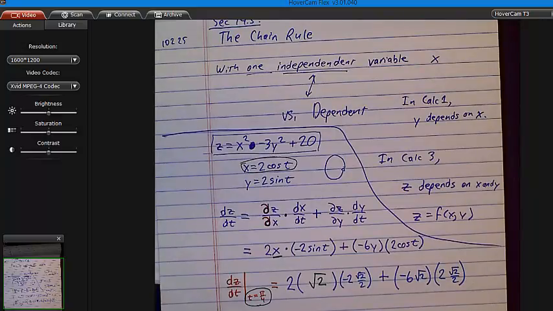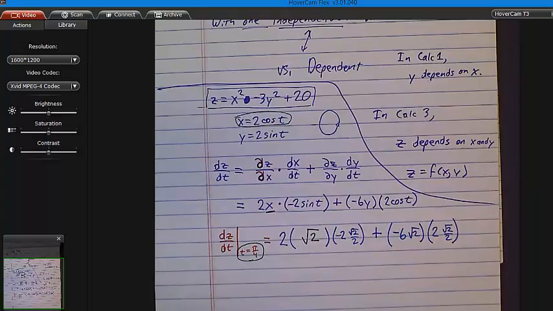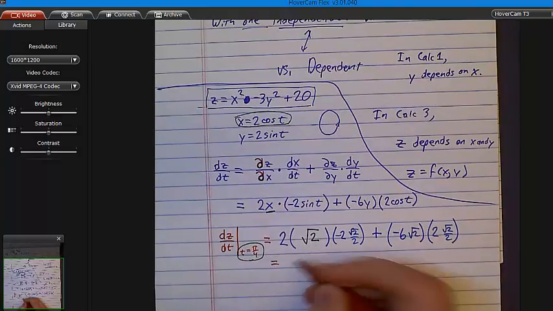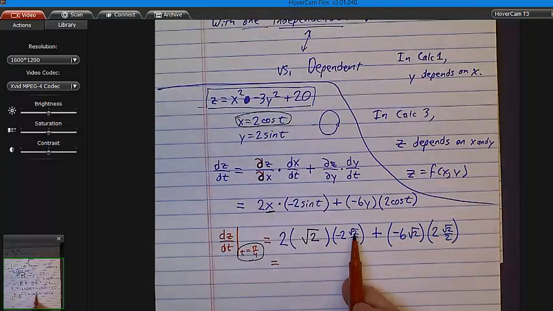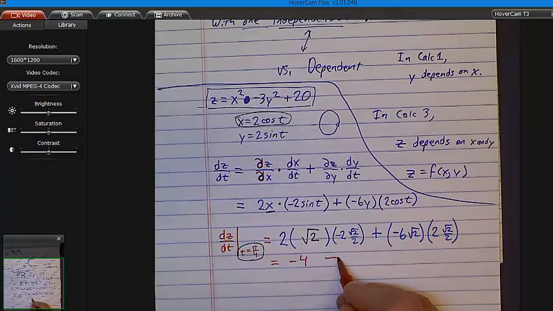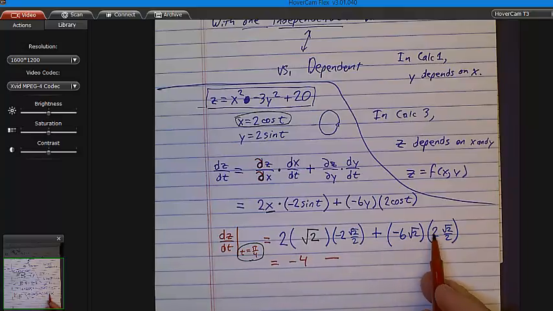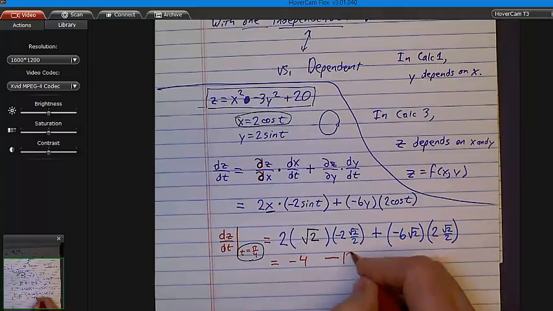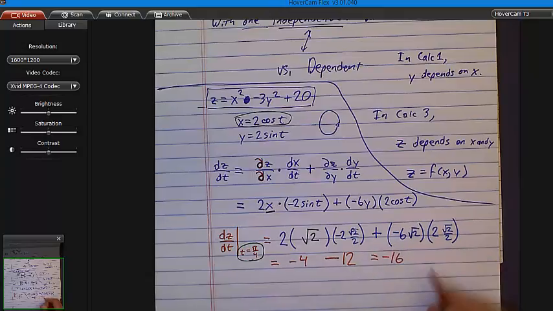So it seems to me lots of stuff's canceling. All right, let's work this out. I'm getting radical 2 times radical 2 is 2. Those 2's cancel, so I'm getting negative 4. And then I'm getting minus 6 times 2 is 12, and the other stuff cancels, so minus 12. I'm getting negative 16.